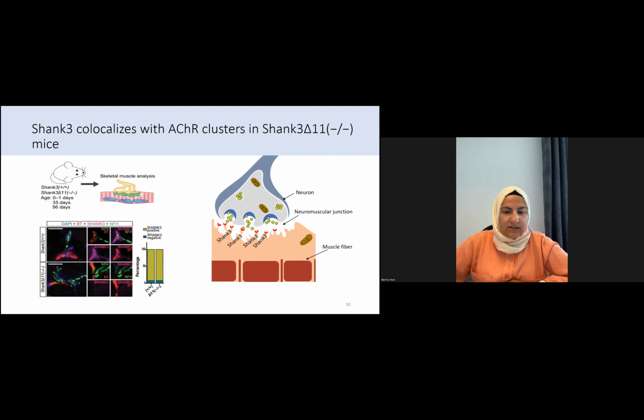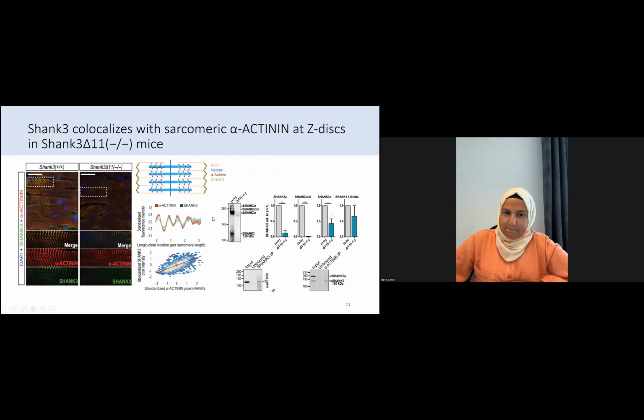To closely analyze neuromuscular junction structure in mouse skeletal muscle tissue, we labeled whole mounts, so the whole muscles, with bungarotoxin. Bungarotoxin is a toxin that labels acetylcholine receptors, and we have found that SHANK3 co-localized with bungarotoxin. Here you can see it in the postsynaptic neuromuscular junction compartment in adult mice. So in the muscle, we have found that SHANK3 is co-localized with alpha-actinin. So we have here the sarcomere, that's the smallest unit of a muscle.